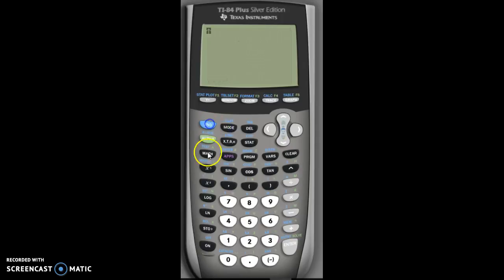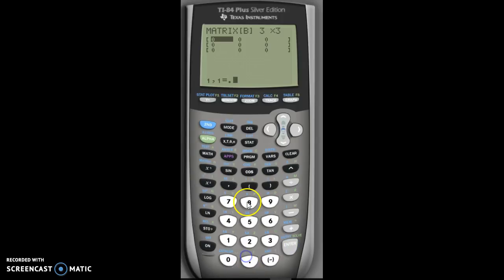I'm going to go back and hit second matrix. And then I'm going over to edit. And then B, I'm going to put the transition matrix that we found earlier. So it is a 3 by 3. So I'm going to hit enter on B and hit 3, enter, 3, enter.